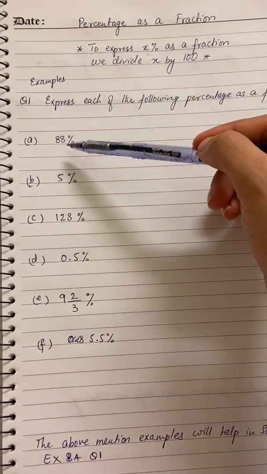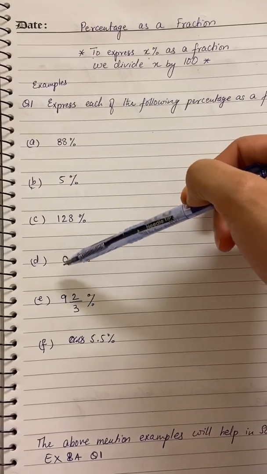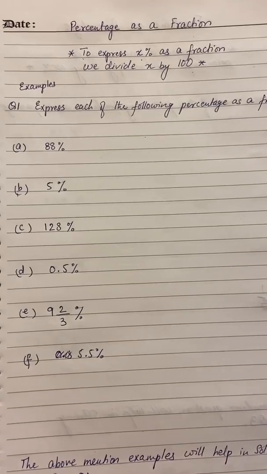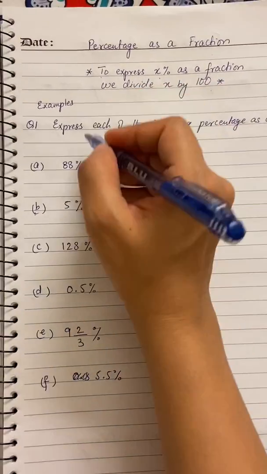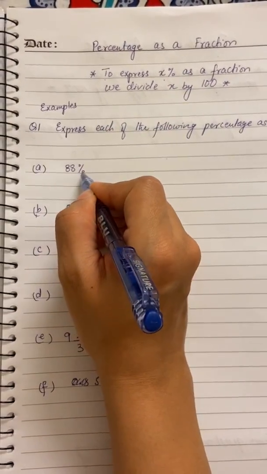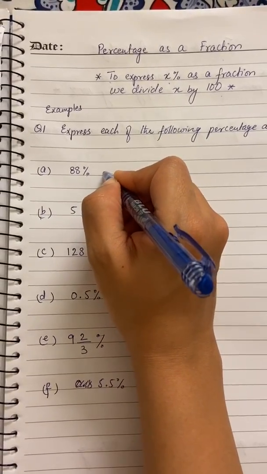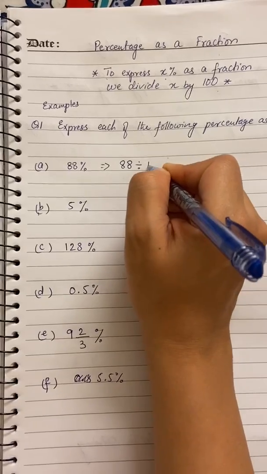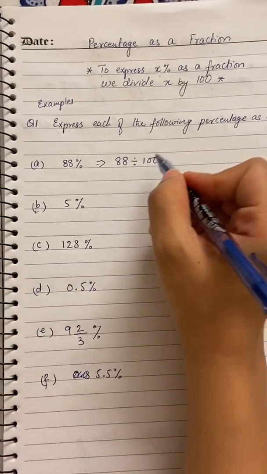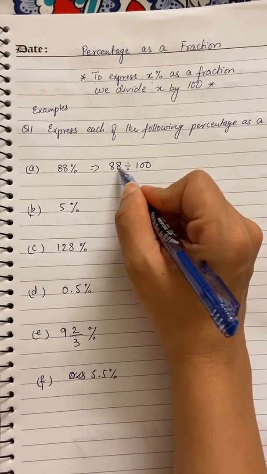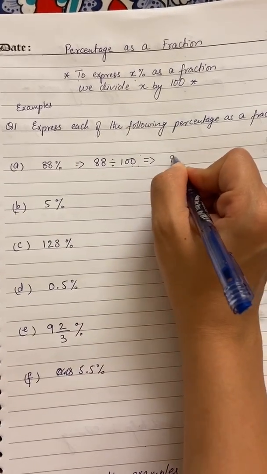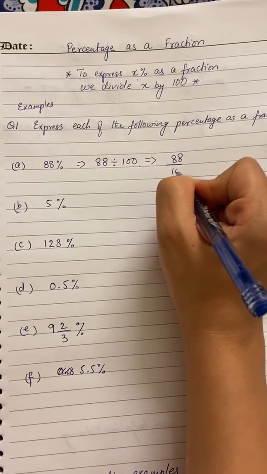So these are the percentages. We are going to divide all of them by 100 and see how we are going to obtain an answer in fraction form. So let's take 88%. We can write it as 88 divided by 100. Since we want this in fraction form, division can be written as a fraction as well. So it's going to be written as 88 upon 100.